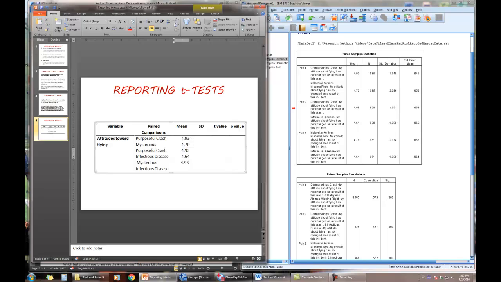So these are what you have to be careful when you're translating, is that you don't make errors, or when you do, you keep them consistent. So this is why if you have them laid out in this order, report them in the same order. So we go 4.93 to 4.70. Then we go the purposeful crash as the second one is 4.98. The reason there's a difference in those means is that there was a bit of fluctuation in how many people would have responded to the question, and so the test itself is comparing, and then our mysterious disappearance is 4.76, and our infectious disease is 4.64.